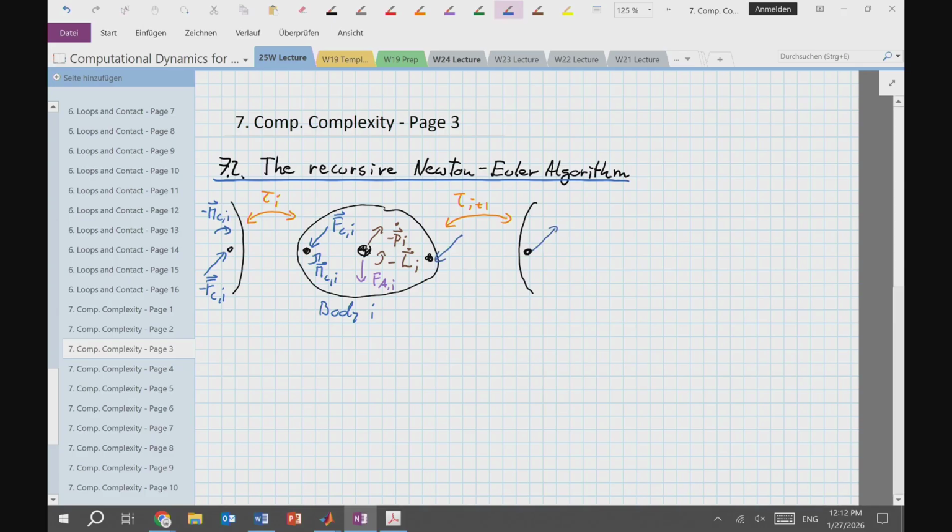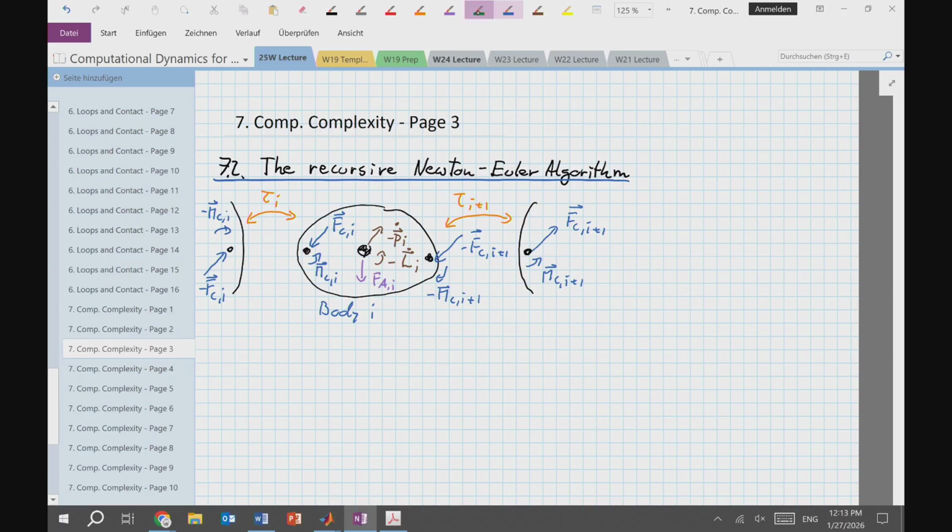So I have here my FCI plus 1, which now at my current body comes in with a minus sign. And I, of course, also have joint torques. The exact nature depends on the type of joint, on the number of motion primitives in the joint, and so on. That's just the free body diagram.